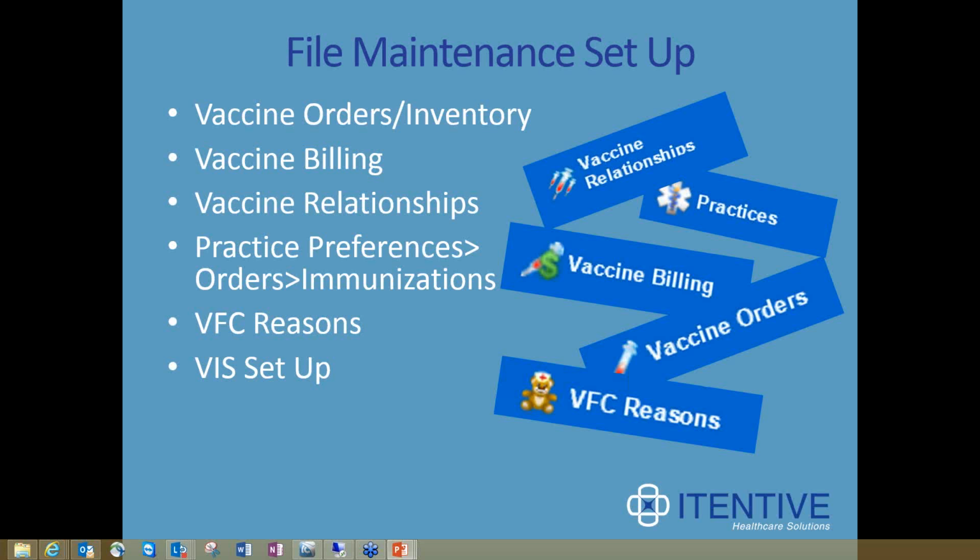In the file maintenance setup, we have a lot more fields that have to be completed for the immunization to actually function properly. We have vaccine orders or vaccine inventory, vaccine billing, vaccine relationships. Practice preferences has a new tab, orders immunizations, the VFC reason codes, and the VIS setup.